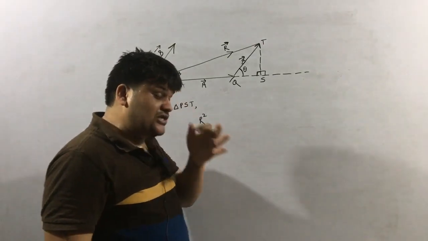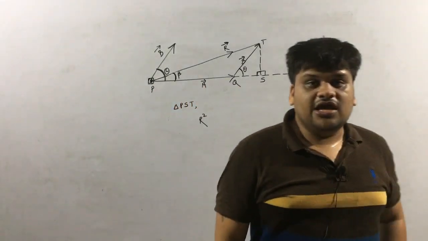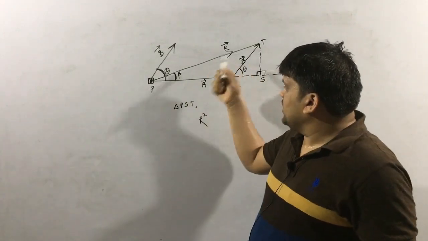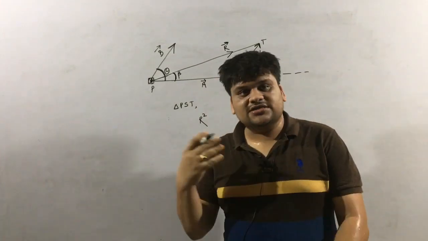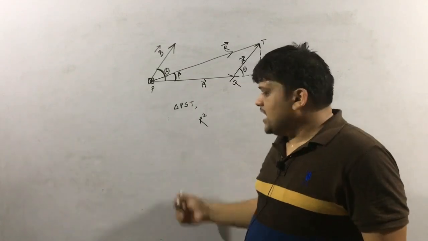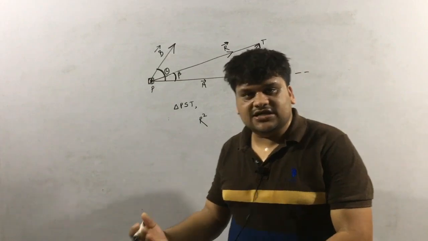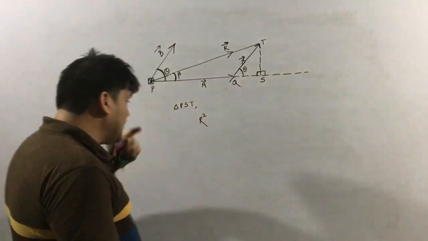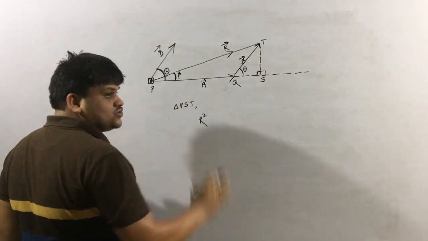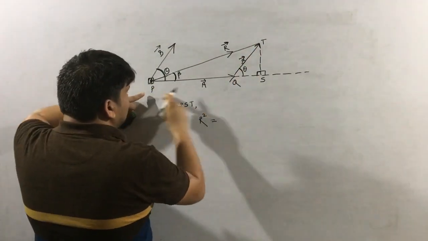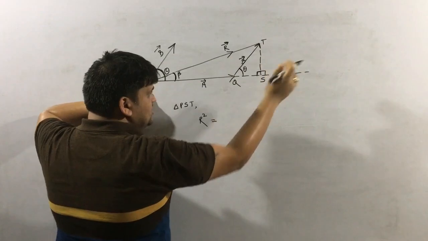You cannot find the magnitude and direction simultaneously. You have to find them separately. While drawing a diagram, you have drawn the magnitude and direction simultaneously. But while deriving, we have to derive the magnitude separately and the direction separately. So here it is not R vector square, it is R square. This square equals this square plus this square, Pythagoras theorem.